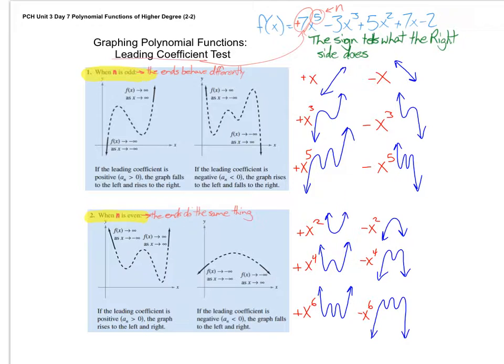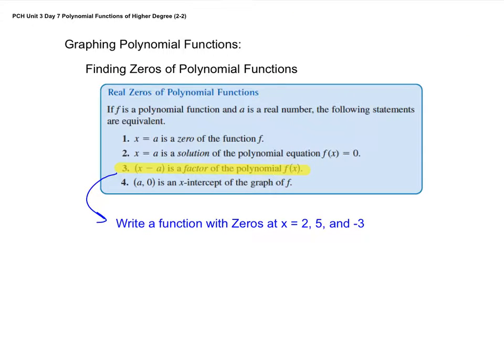So then you say, well, how do I know what the left side does? That's where the even and odd comes in. My left side is going to do the opposite thing if n is odd. It's going to do the same thing if n is even. So, there's a lot going on here in what your book has for this test. But you can break it down into those two steps. Positive or negative, what's the right side doing? Even or odd, tells us what the left side will do.